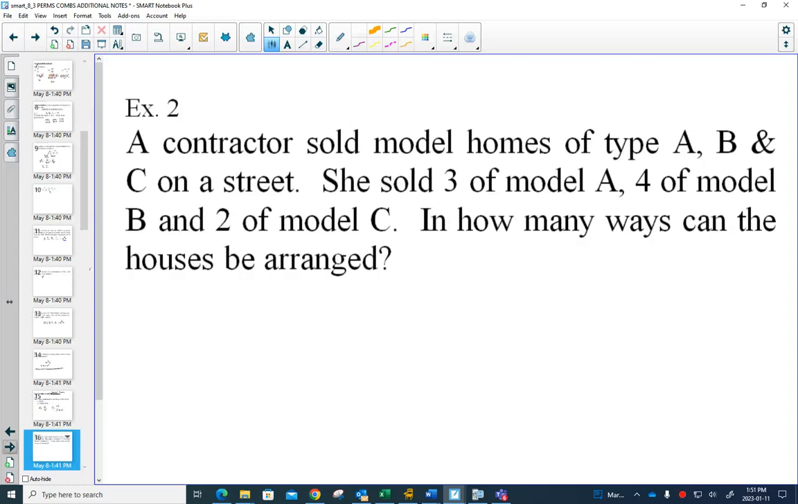So contractors sold model homes of type A, type B, and type C. So you have to ask yourself, are those identical? Because if they are, then it's an identical objects question. If they're not identical, then it's a different kind of question. So in this case, the A's are the same type, the B's are the same type, and the C's are the same type. So how many ways could these houses be arranged on the street?